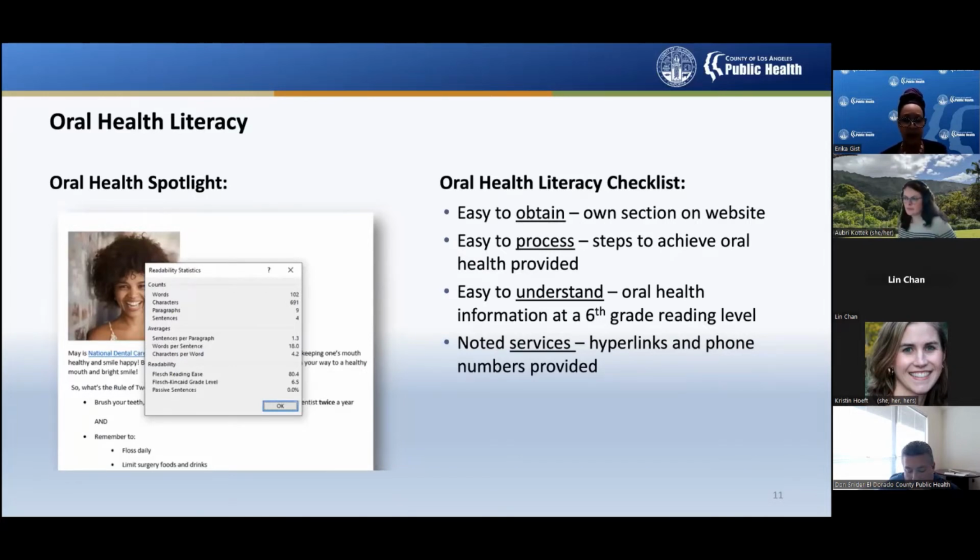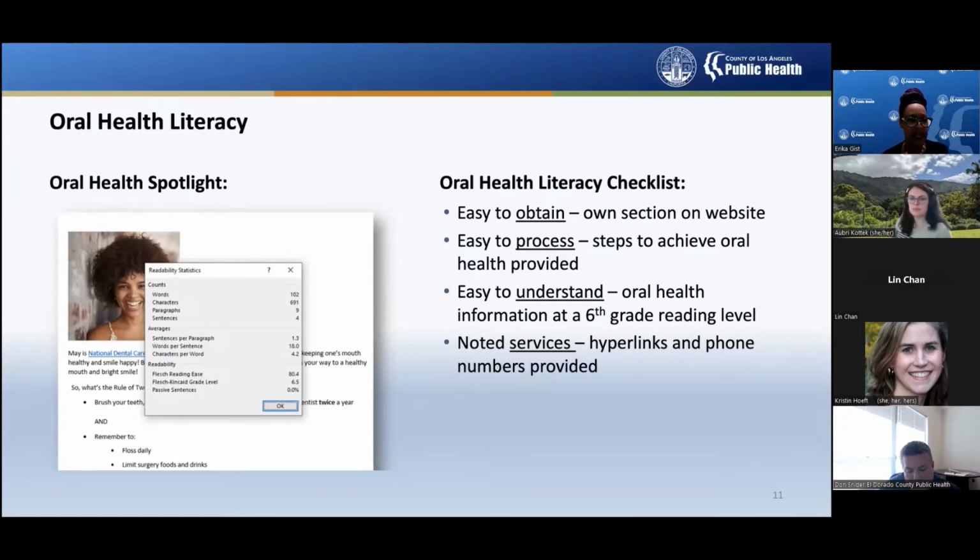The next literacy I would like to go over is oral health literacy. Oral health literacy, of course, goes beyond the person's ability to read. It's reading that's basically intersecting with the ability to evaluate, understand, and use oral health information and services to make good decisions about oral health.